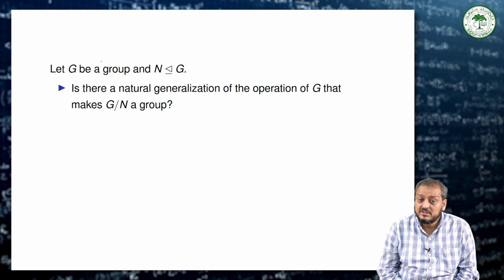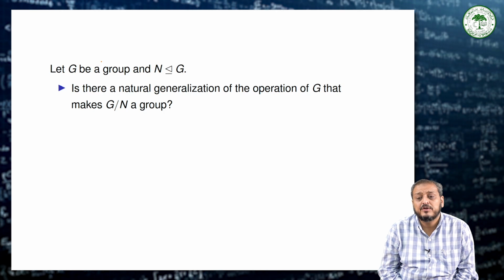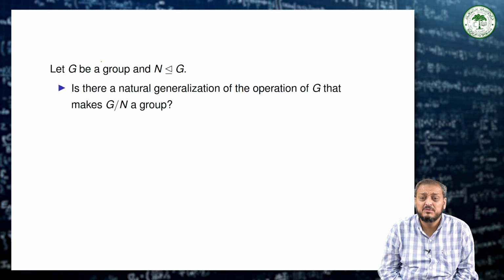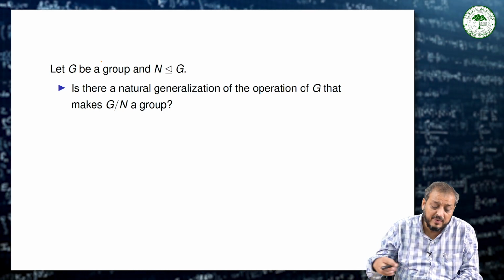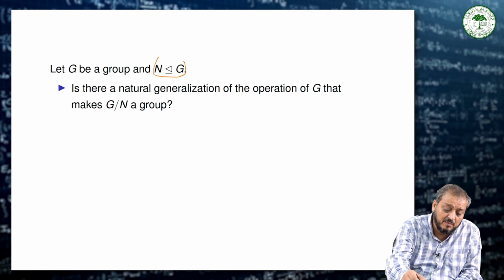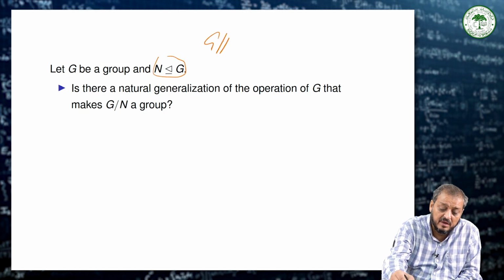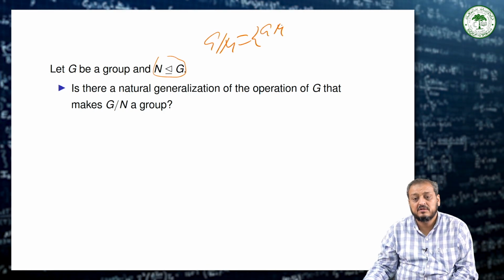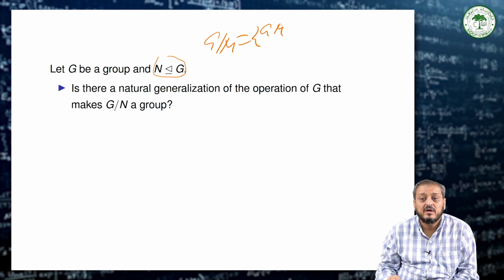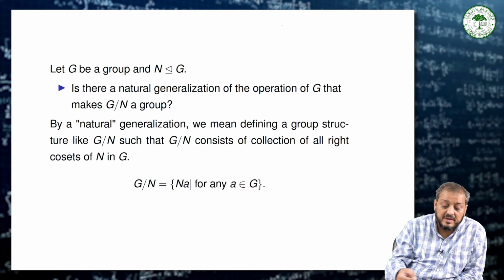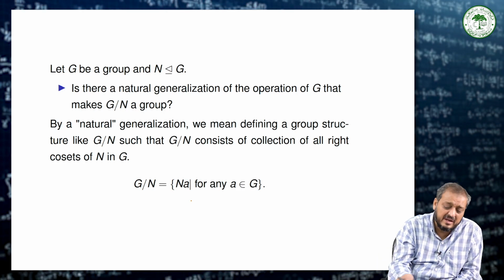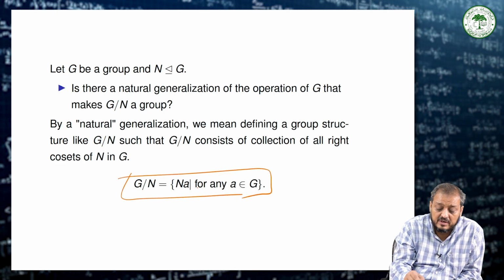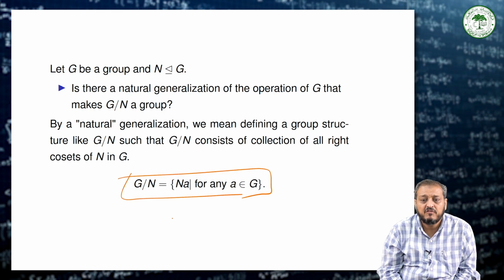Now, the question is this: is there a natural generalization of the operation of G that makes G/N a group? Now, what is the form of G/N? If we take N as a normal subgroup, then G/N is nothing but the set of cosets of the form Na or aN, where a is an element of G, left or right.